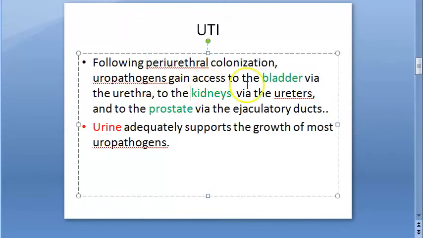From here it is going to the bladder, to the kidney and even to the prostate. So how does it go? Via the urethra it goes to the bladder, via the ureter it goes to the kidney, and in men it also reaches the prostate via the ejaculatory ducts.